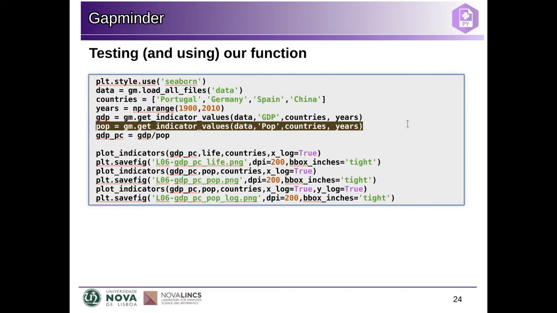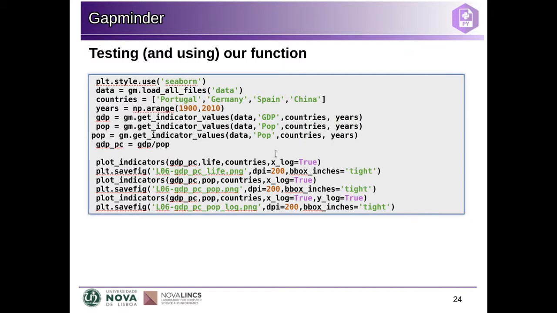Okay, so I was missing one here, which is the life expectancy. I don't know why I deleted that one, but we need this one too. So we get the three different indicators for the same countries, the same years, and now we can do different plots. For example, we plot on the x-axis the per capita gross domestic product, on the y-axis the life expectancy of these countries, and putting the x on a logarithmic scale.